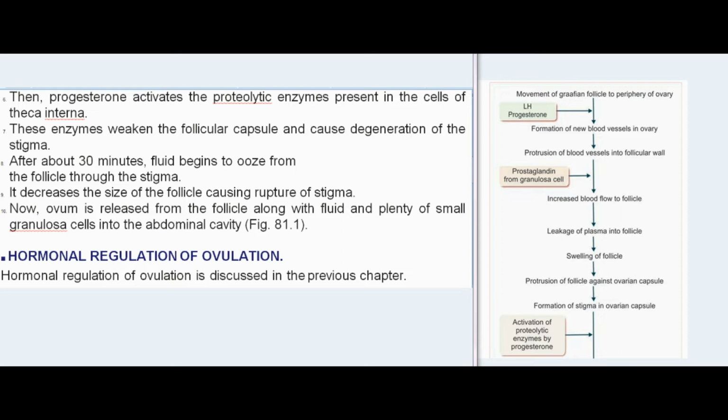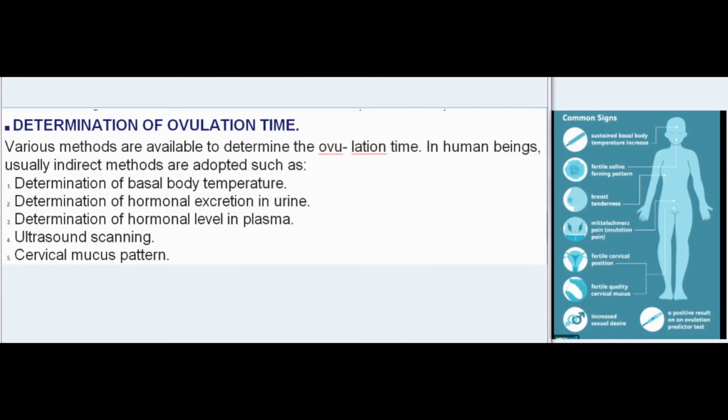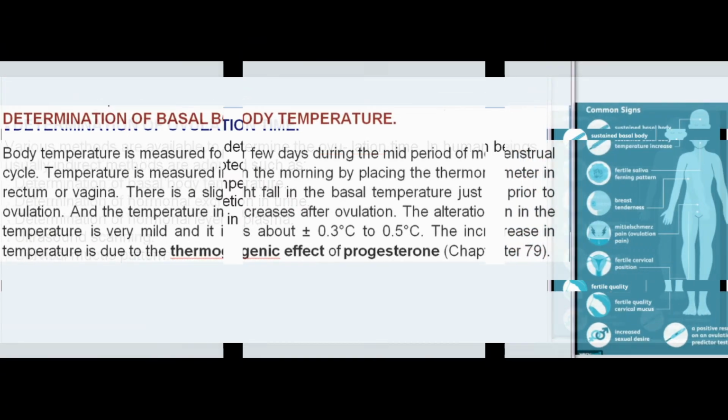Fig 81.1. Hormonal regulation of ovulation. Hormonal regulation of ovulation is discussed in the previous chapter. Determination of ovulation time. Various methods are available to determine the ovulation time. In human beings, usually indirect methods are adopted, such as determination of basal body temperature, determination of hormonal excretion in urine, determination of hormonal level in plasma, ultrasound scanning, and cervical mucus pattern.